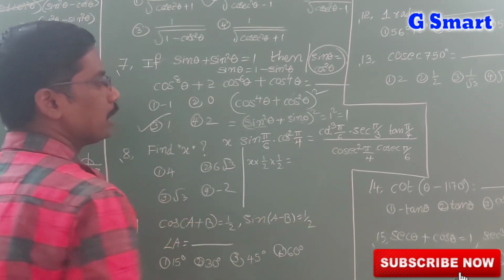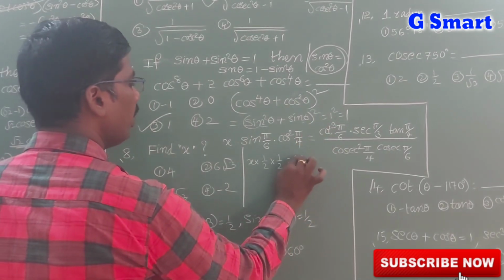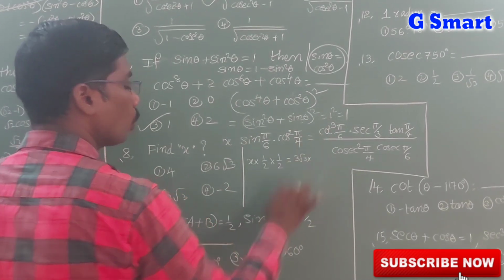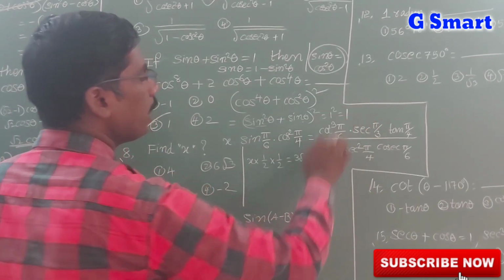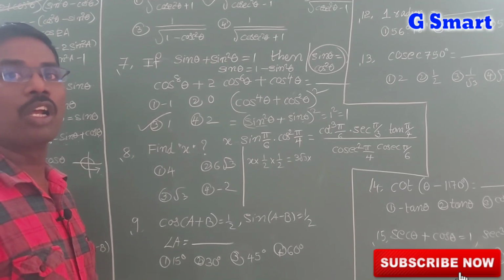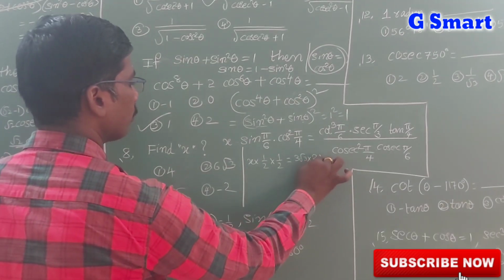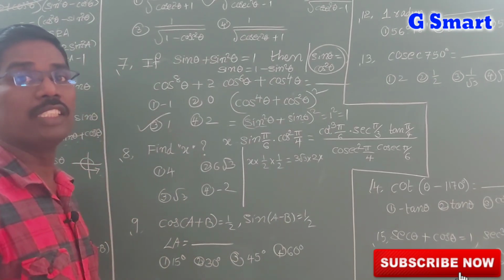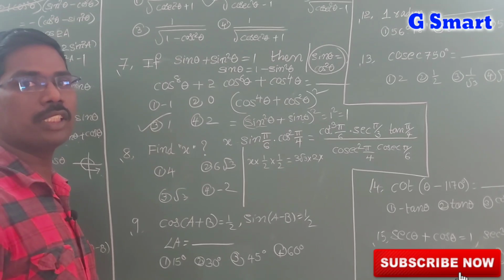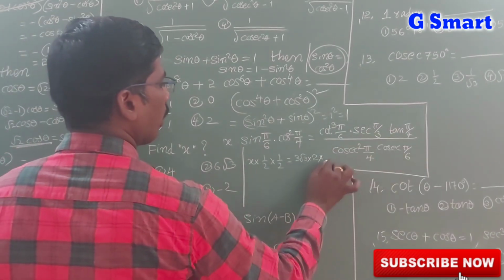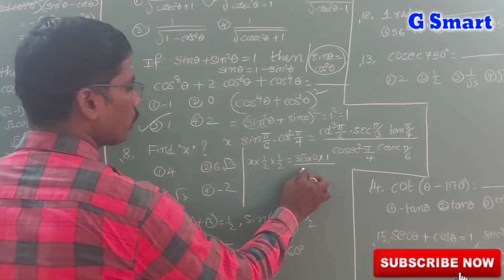See, cot 30 degrees. Cot 30 is root 3. Root 3 whole cube means 3 root 3. Secant 60 degrees. So secant 60 means, cos 60 how much? 1 by 2. Secant 60 is 2. Sin 60 is root 3 by 2, cos 60 is 1 by 2 and secant 60 is 2. Tan 45 is 1. Secant square 45 means root 2 whole square means 4.